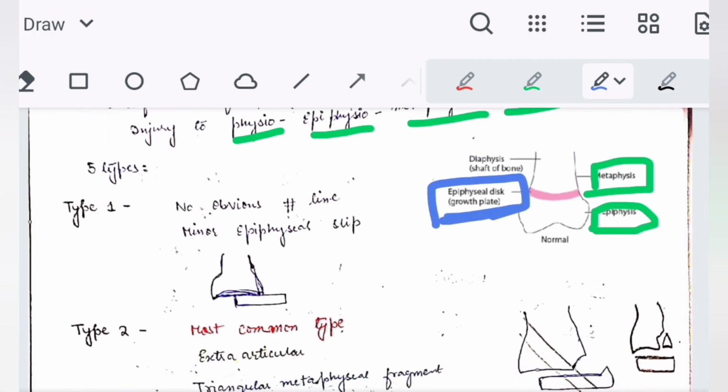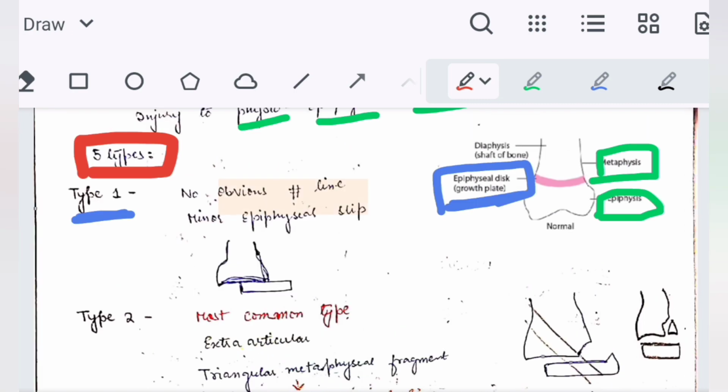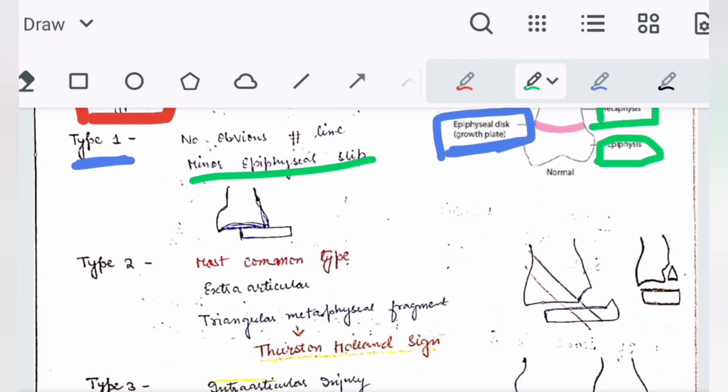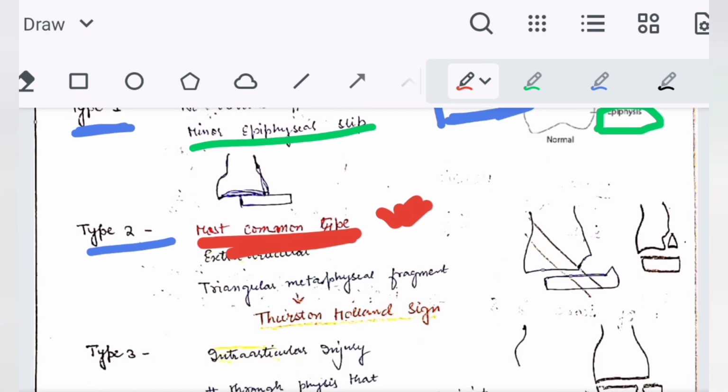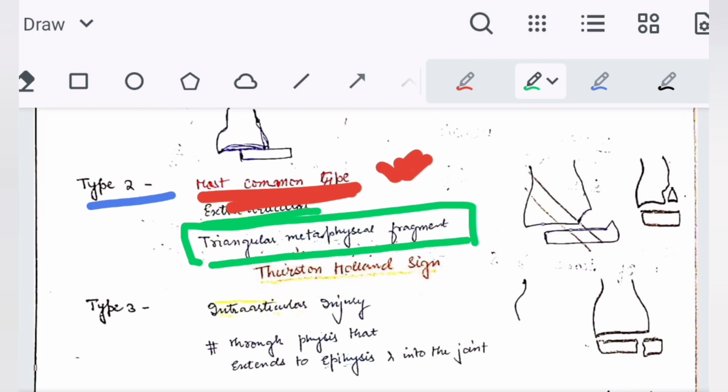Okay. So coming to type 1, there are a total of 5 types. In type 1, there is no obvious fracture line and a minor epiphyseal slip is there. Coming to type 2, which is also the most common type, this is extra-articular in nature, and there is a triangular metaphyseal fragment, which is also known as the Thurston-Holland sign. See this part. This is known as the Thurston-Holland sign.